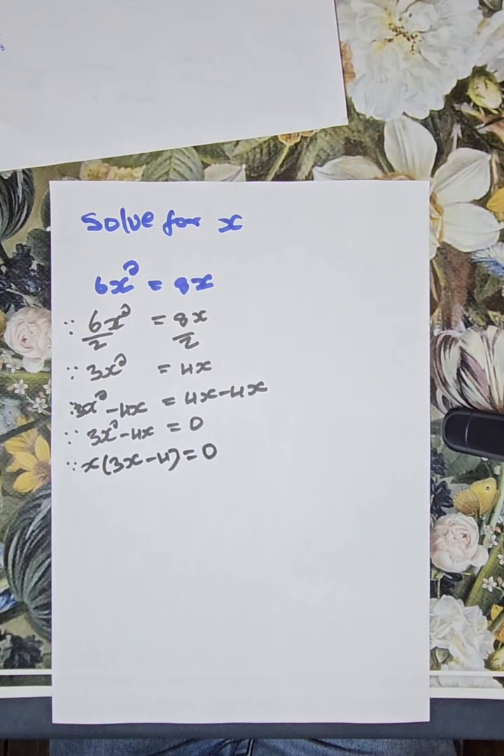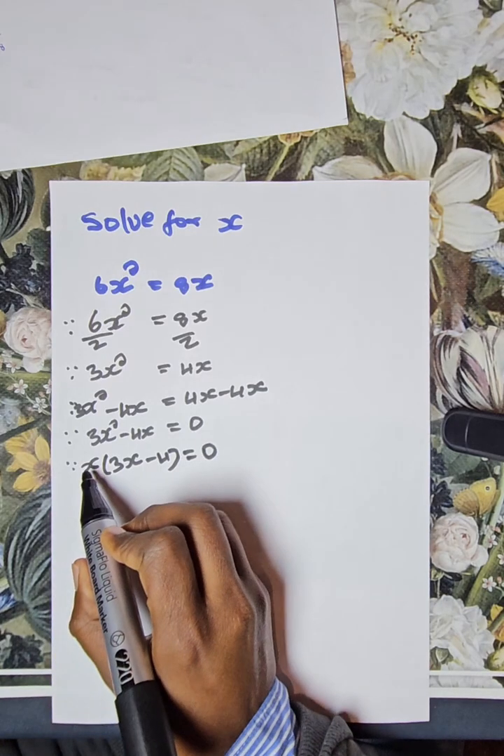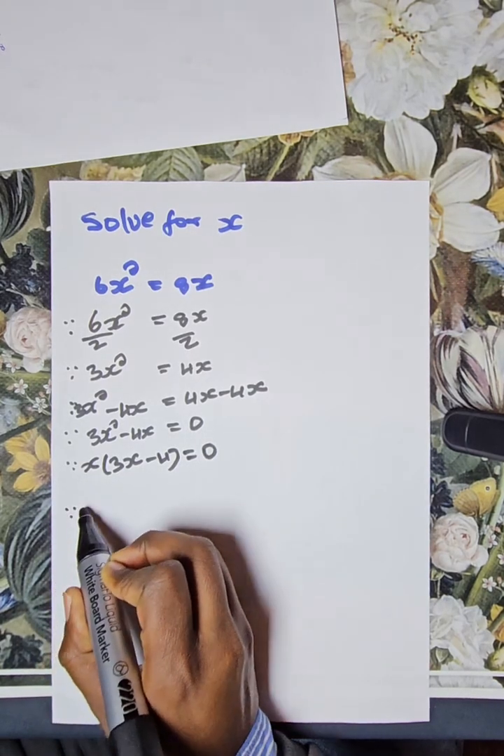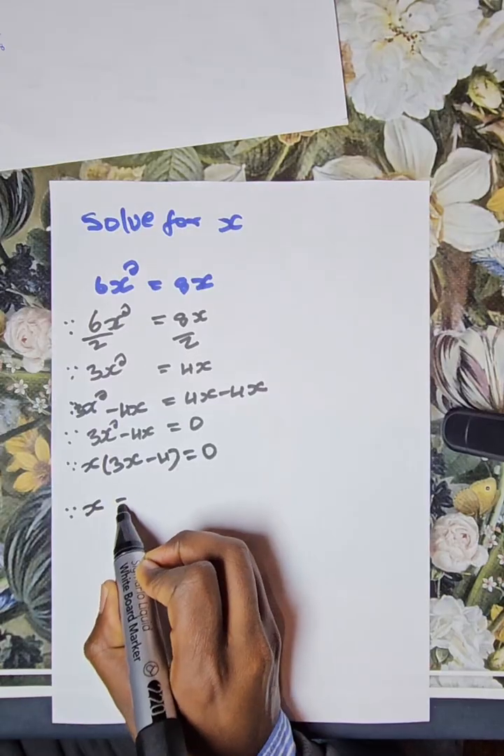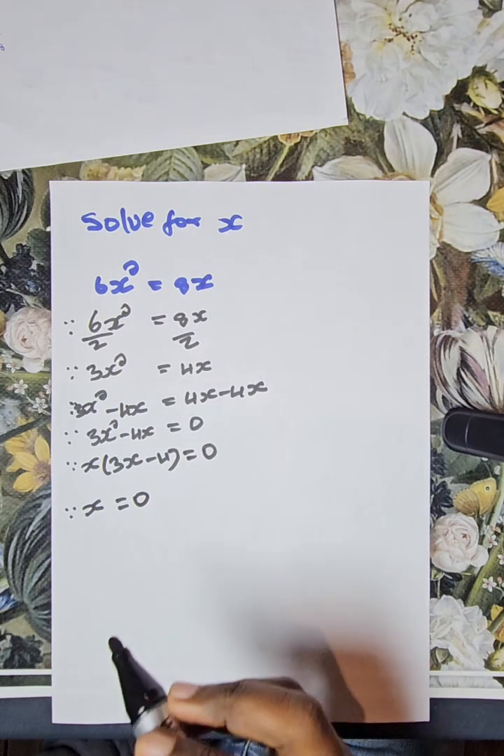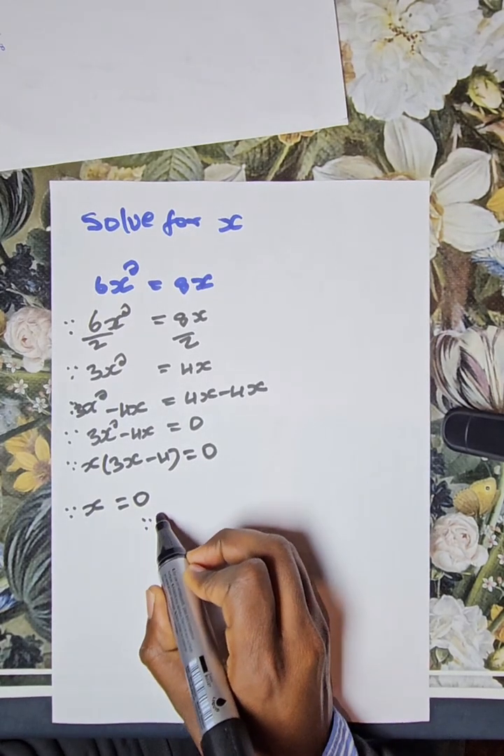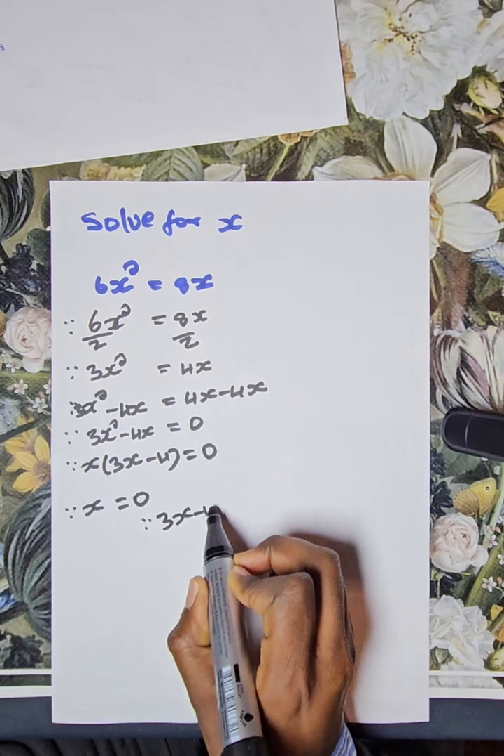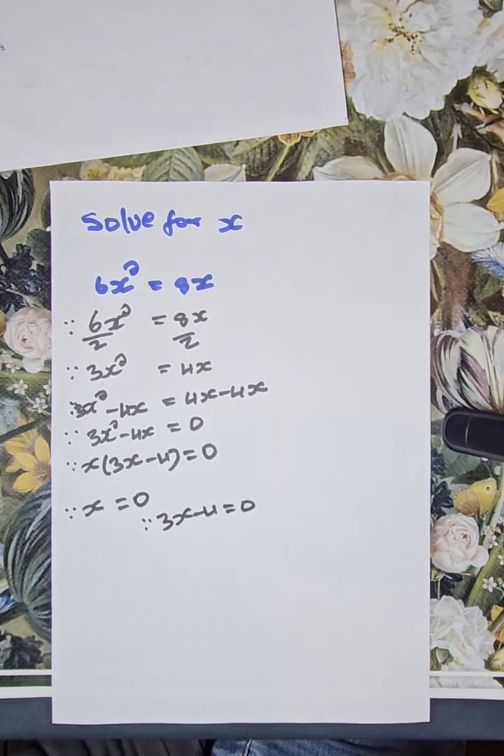Now we have factorized, and we have factors equal to 0. Now we need to put each factor equal to 0. Let's take the x. We're going to have x equals 0. Let's take the bracket. The bracket is 3x minus 4 equal to 0.